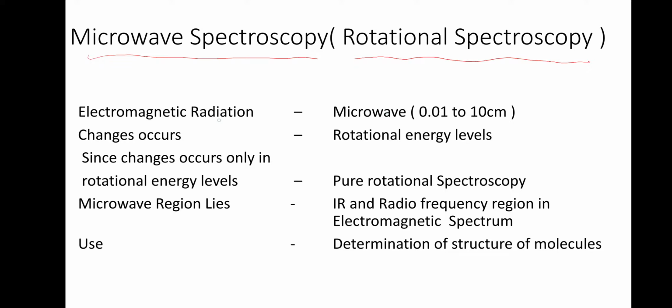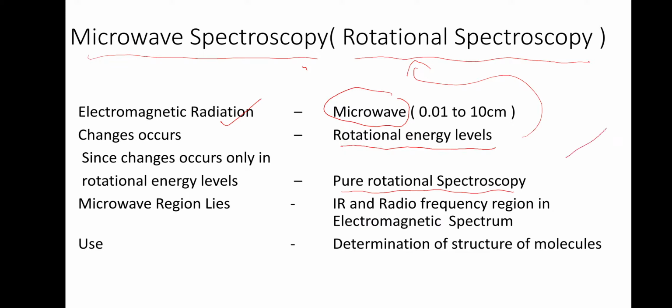The electromagnetic radiation used here is microwave. That is why it is known as microwave spectroscopy. And when this microwave interacts with the matter, the changes occur in the rotational energy level. Since it occurs in the rotational energy level, it is known as rotational spectroscopy. And since changes occur only in the rotational energy, it is also known as pure rotational spectroscopy.